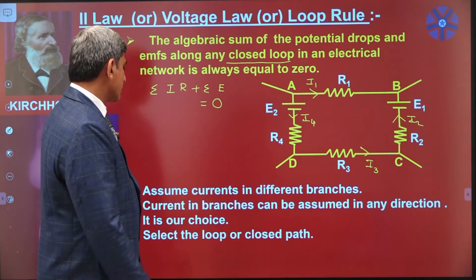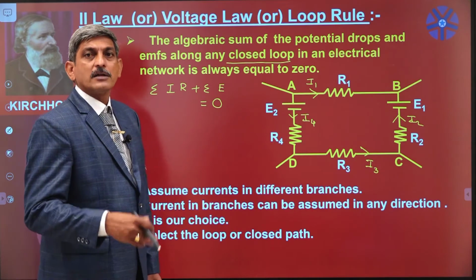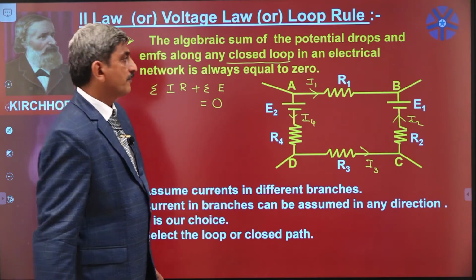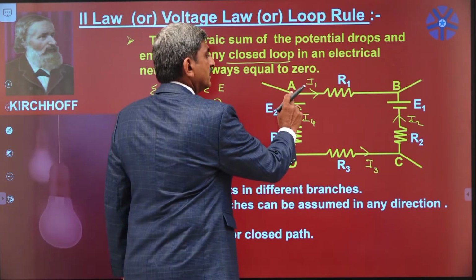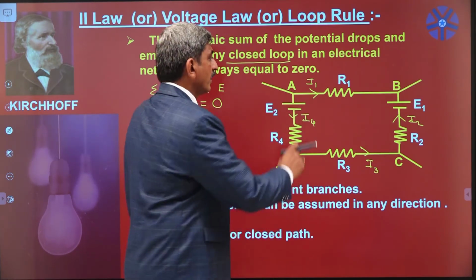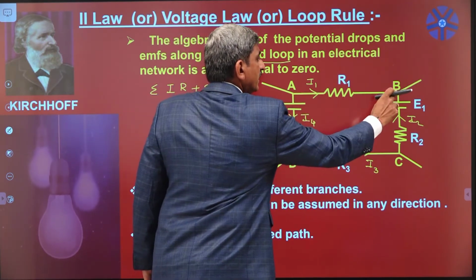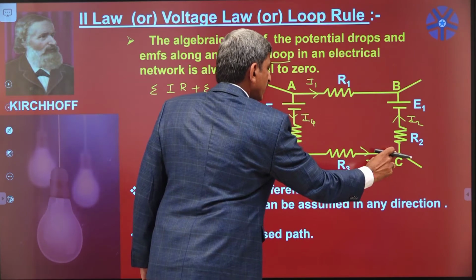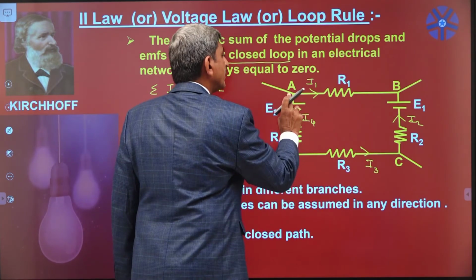Now the second step is, select the loop or closed path in the given circuit. Here, let us start at point A. Move from A to B, then from B to C, then from C to D, and then from D to A, like this.